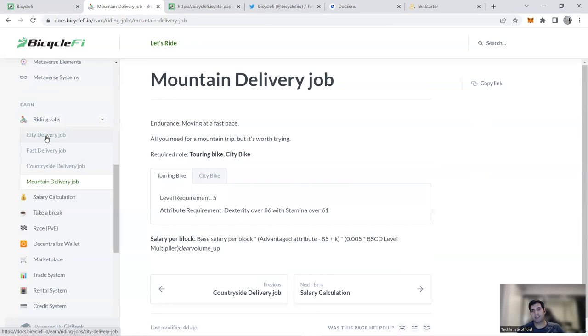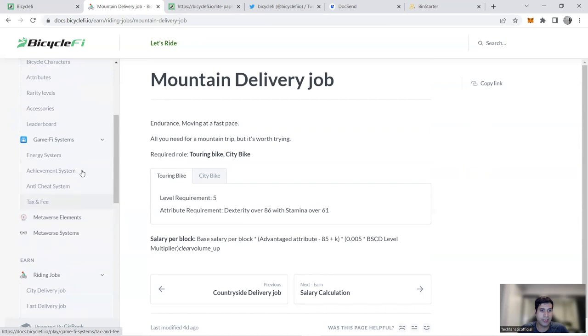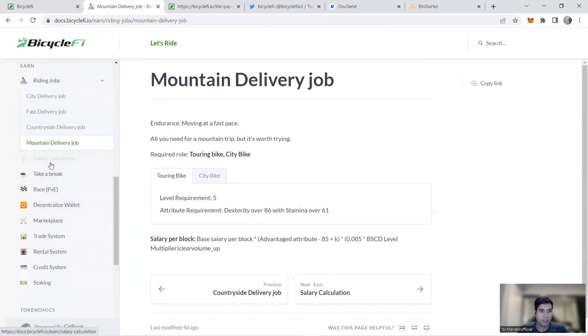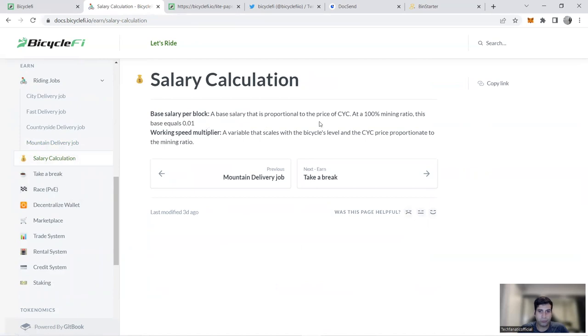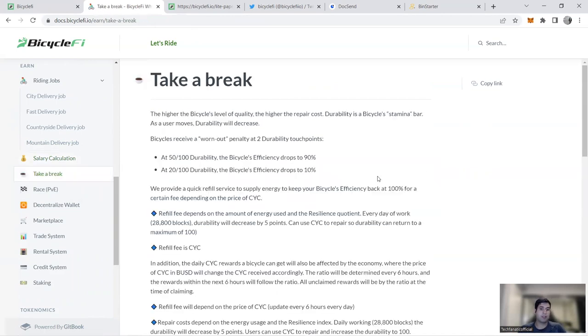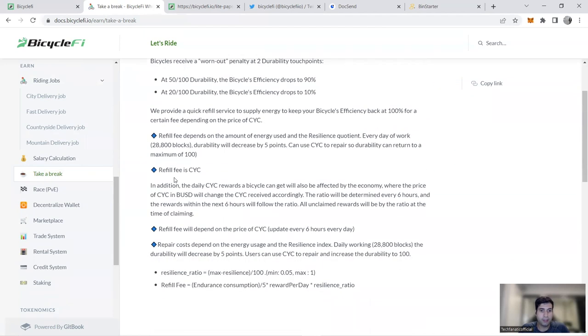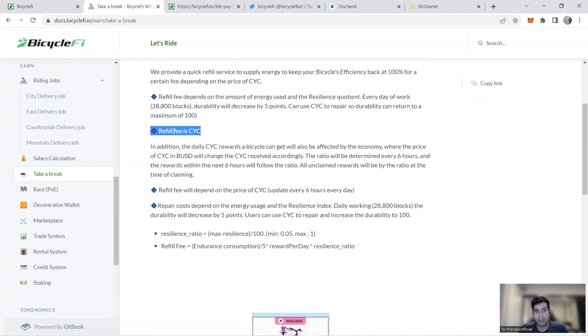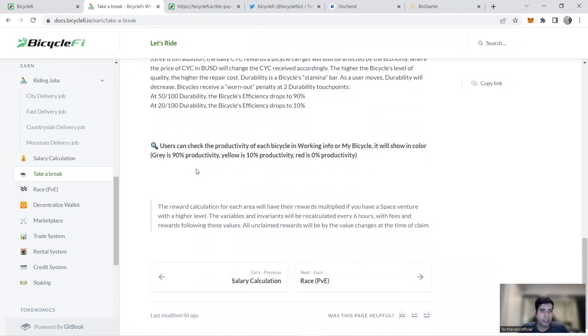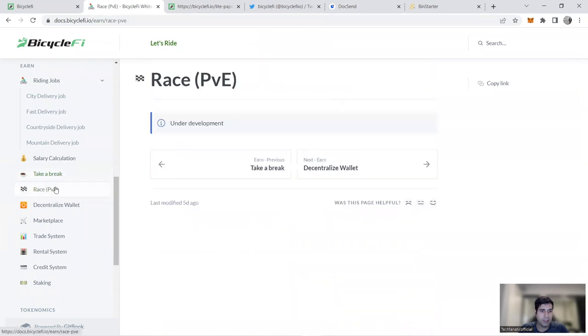As I said, this is a project that focuses on you earning for riding a bicycle, but also for gaming function. And also they have the metaverse function in the game. The salary calculation is proportional to the price of the CYC token and the speed multiplier. They have a take a break function. So the higher the quality of your bicycle, the higher repair costs will be, but then you have a better stamina function as well. And they have a refill function, which is paid by the CYC token. And when you do the refill, you can continue the job. So there's a whole lot of info on that take a break element.